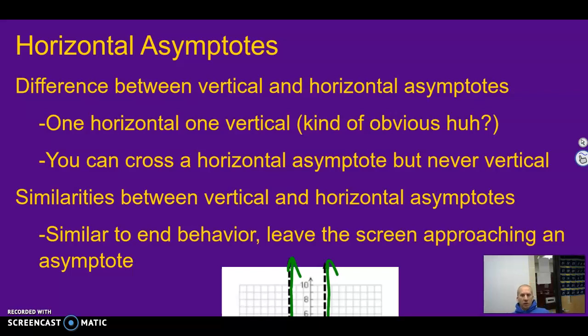The way they are similar goes back to what we talked about with end behavior. What's happening as the graph leaves your screen? Well, as you leave the screen, you're approaching an asymptote. Same thing is true for both vertical and horizontal. So let's look at a picture that'll help clarify this a little bit.